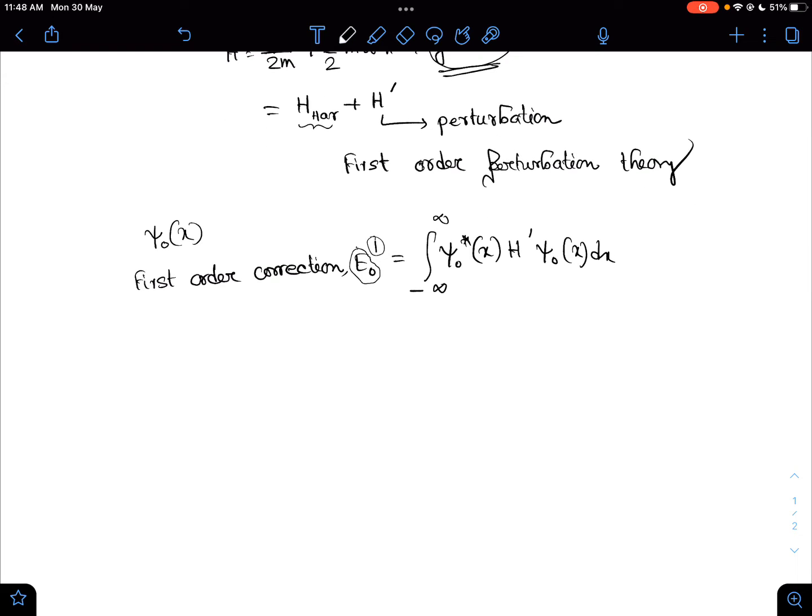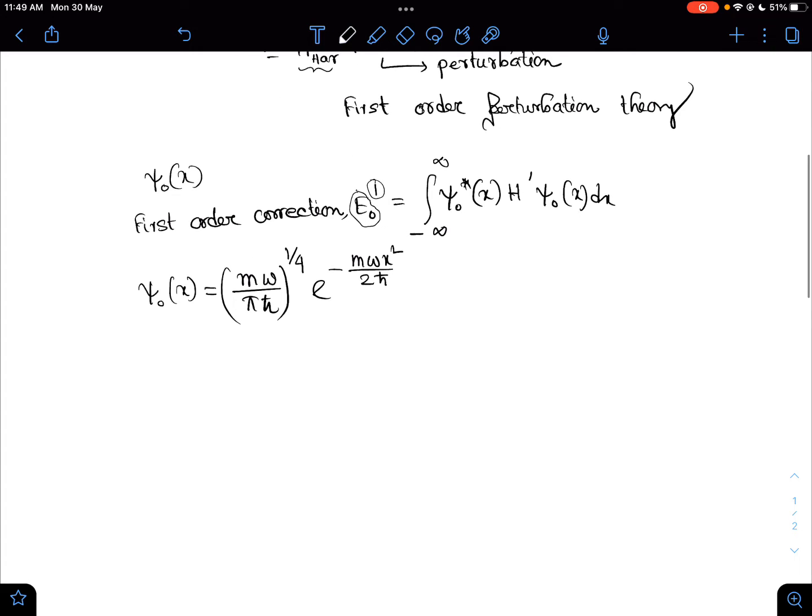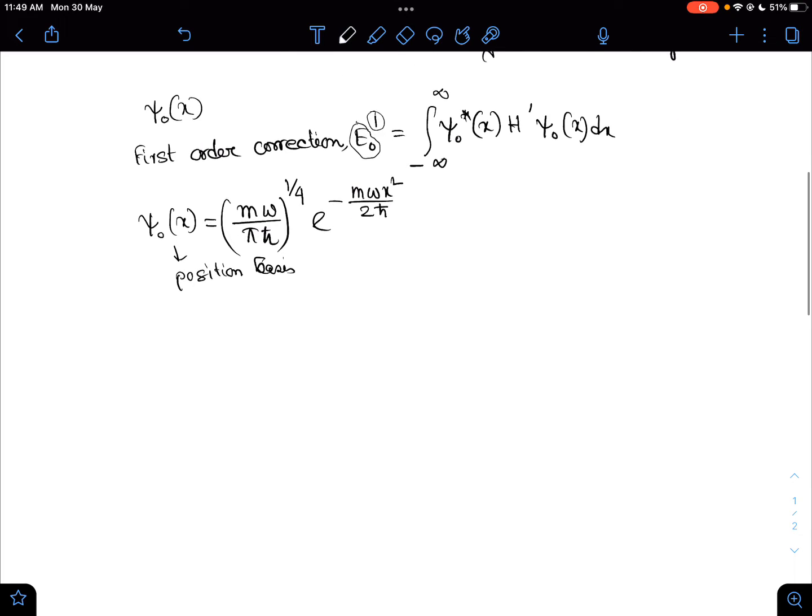Now we know that for a harmonic oscillator the ground state wave function is given by m omega by pi h cut to the power 1 by 4 times e to the power minus m omega x squared by 2 h cut. So this is our ground state wave function of the harmonic oscillator in position basis. We have to evaluate this integral with psi 0 given as this.